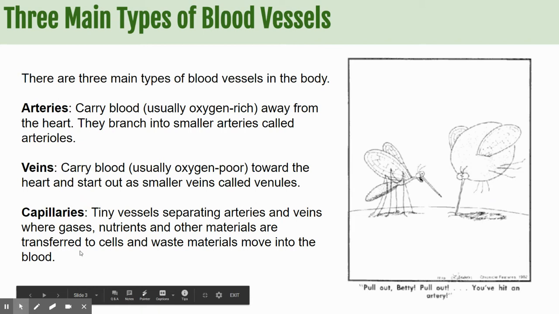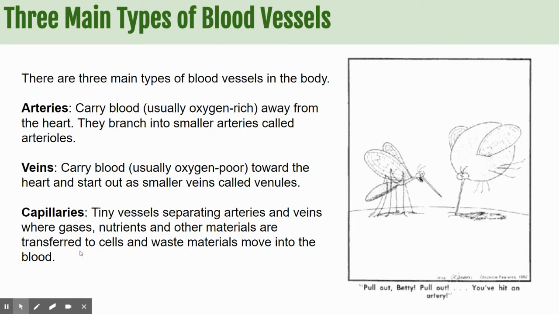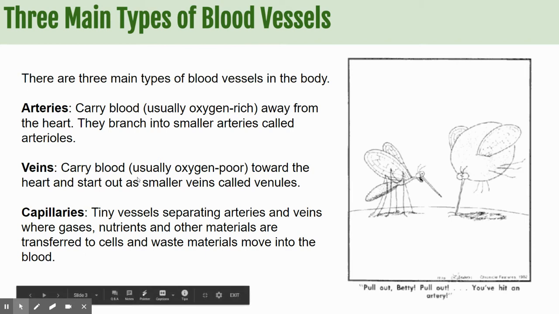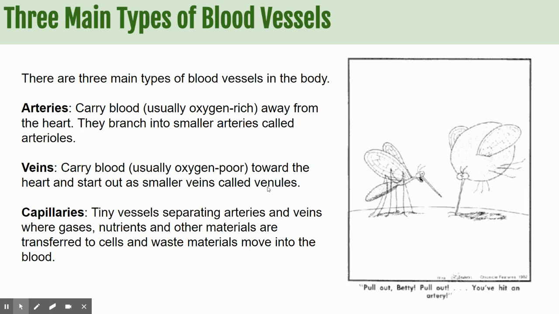So the three main types of blood vessels that are in your body are the arteries, the veins, and the capillaries. Now, the arteries usually carry oxygen-rich blood, and they're always carrying blood away from the heart. So arteries are always going away from the heart, and they branch into smaller arteries that are often called arterioles. Then we have veins, and these carry blood towards the heart, and they start out as smaller veins called venules, and they increasingly get larger as you get closer to the heart. Usually they carry oxygen-poor blood, except remember the pulmonary artery and pulmonary vein is always the exception to these.